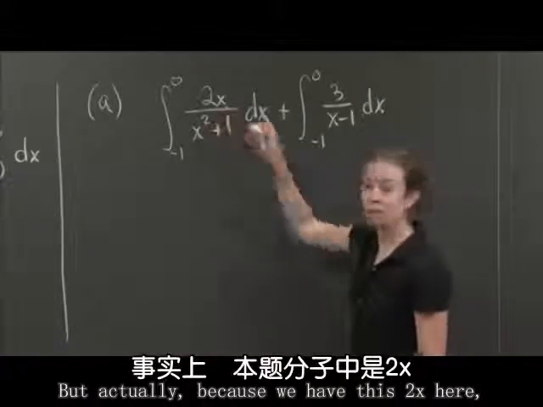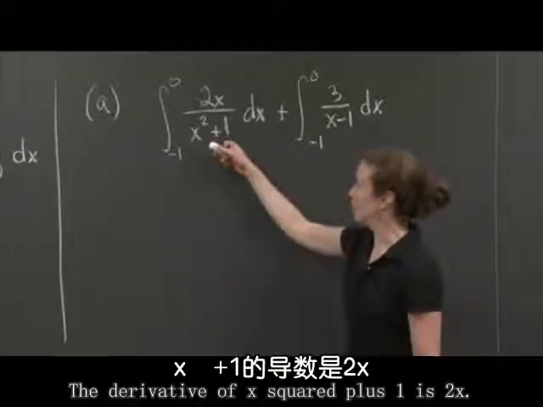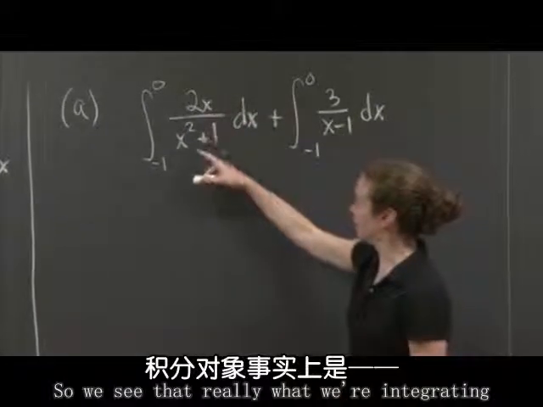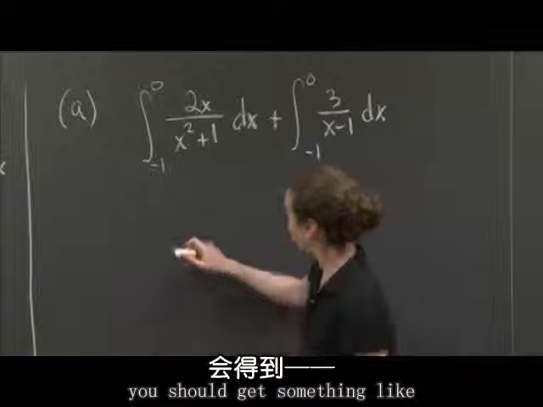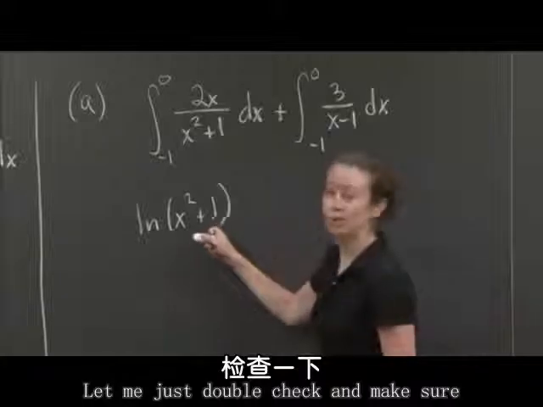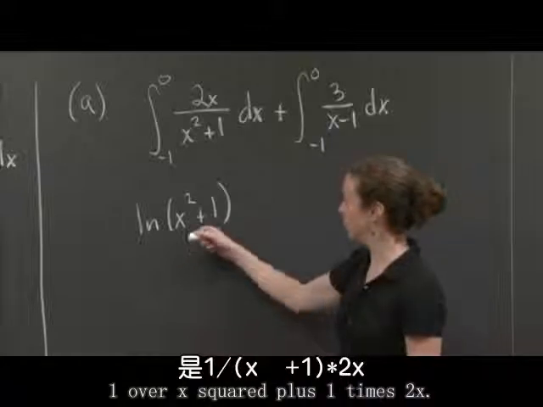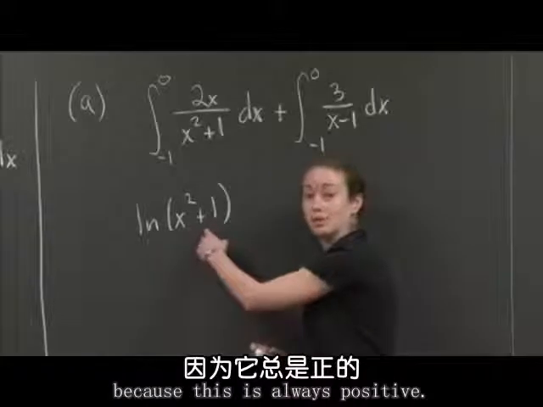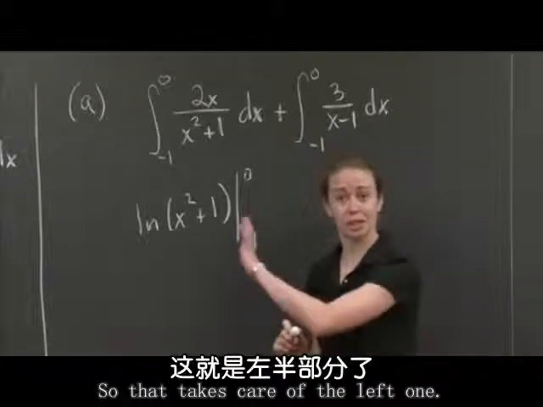But because we have this 2x here, this is really a substitution problem. The derivative of x squared plus 1 is 2x. So we see that really what we're integrating is something like du over u. If you did this substitution, you should get natural log of x squared plus 1. Let me double check that gives me the derivative here. The derivative of natural log of x squared plus 1 is 1 over x squared plus 1 times 2x. It gives me exactly what's here. I don't need absolute values here because this is always positive, and I need to evaluate it at -1 and 0. Okay, so that takes care of the left one.